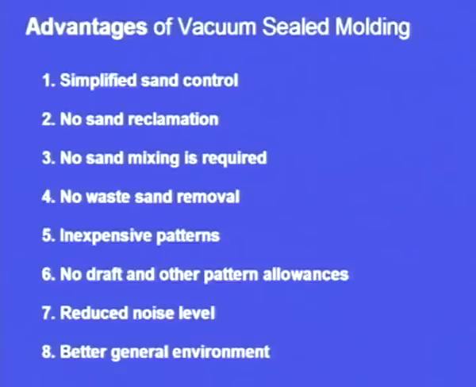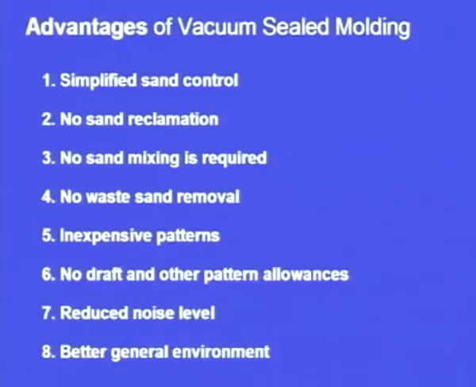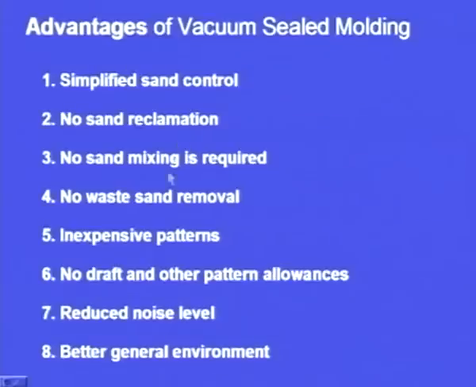No waste sand removal. In the case of the conventional sand casting process, small quantity of sand is going to be wasted. Here there is no such waste of sand. So we do not have to remove the waste sand, and the patterns are not so expensive. Next one, no draft and other pattern allowances are required. In the case of the conventional sand casting process, the pattern will be given draft allowance, it will be given machining allowance, it will be given warping allowance. Because of that, the pattern has to be bigger, and after getting the casting, we used to machine it. Here no pattern allowances are required. So this is another advantage.